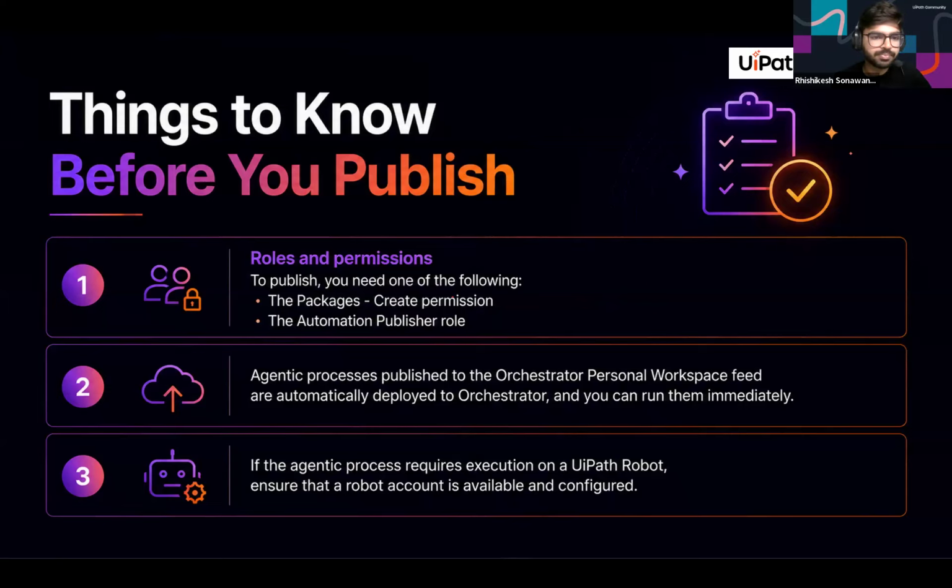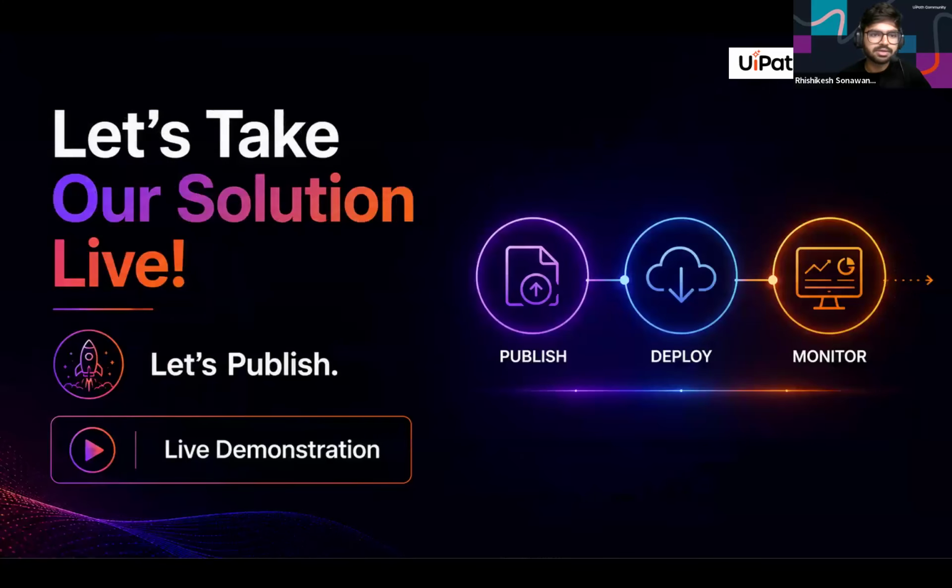Secondly, if you publish your solution to your Orchestrator personal workspace, then it is automatically deployed to your Orchestrator and you can immediately start running it. Now there is an update in Maestro wherein we get an option to publish as well as deploy. We'll see that in the demo as well. And lastly, if there is any agentic process that requires a UiPath robot, you should make sure that the robot account is available and configured. If you are sure of these three things, then you are all set to publish.